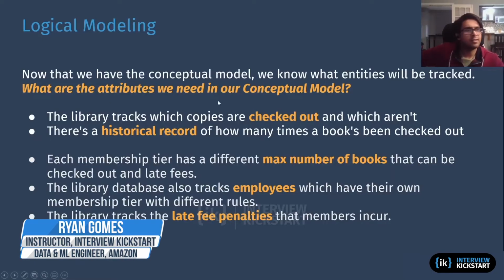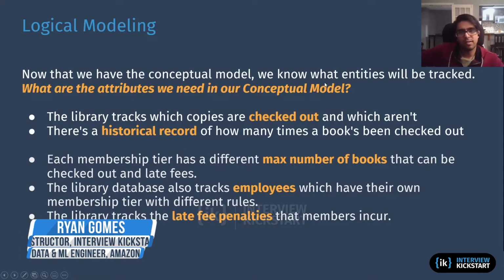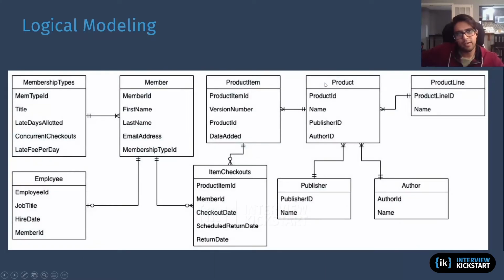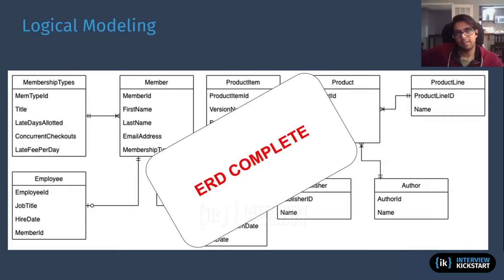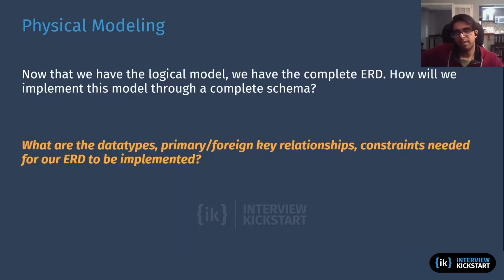We're keeping track of the attributes. These were the different requirements that we had. And then if we kept going with it, this is what we just put together, right? We have our different entities and the attributes that are associated with each and the relationships. And at this point, our ERD is complete. And from here, we're ready to move on to physical modeling, right?